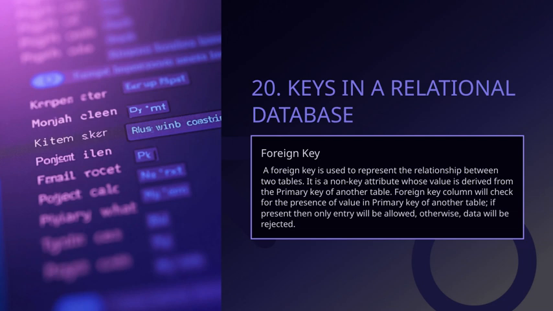So, in summary, foreign keys are crucial for maintaining relationships between tables and ensuring that the data remains accurate and reliable throughout the database. They help enforce referential integrity, which is a key part of designing a robust relational database system.